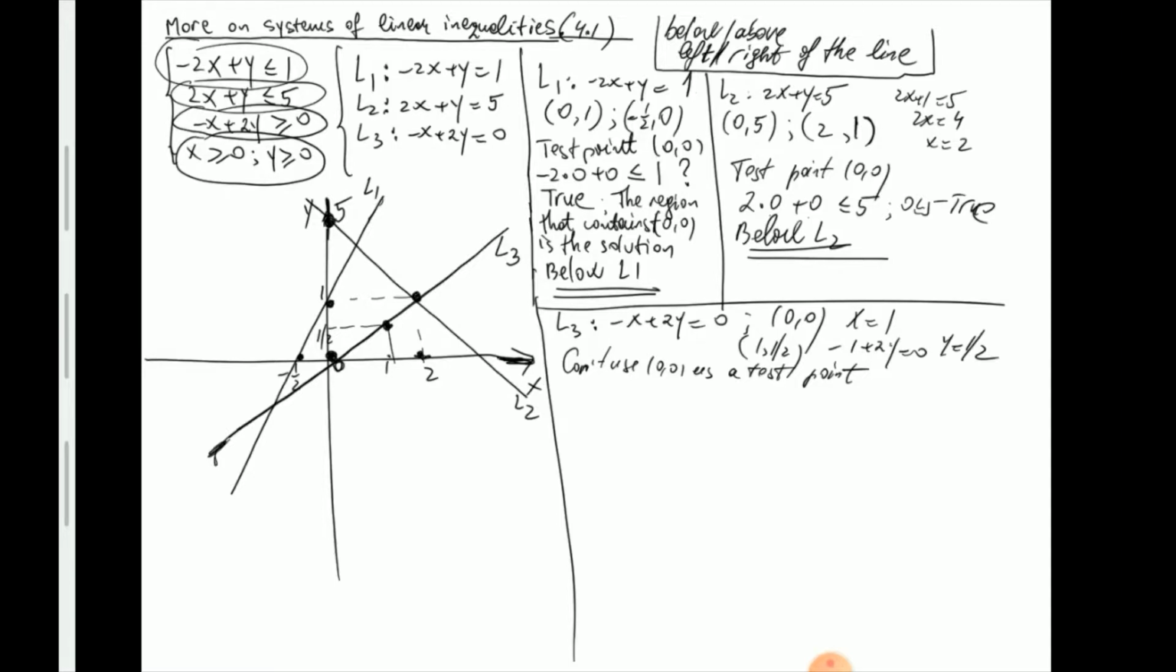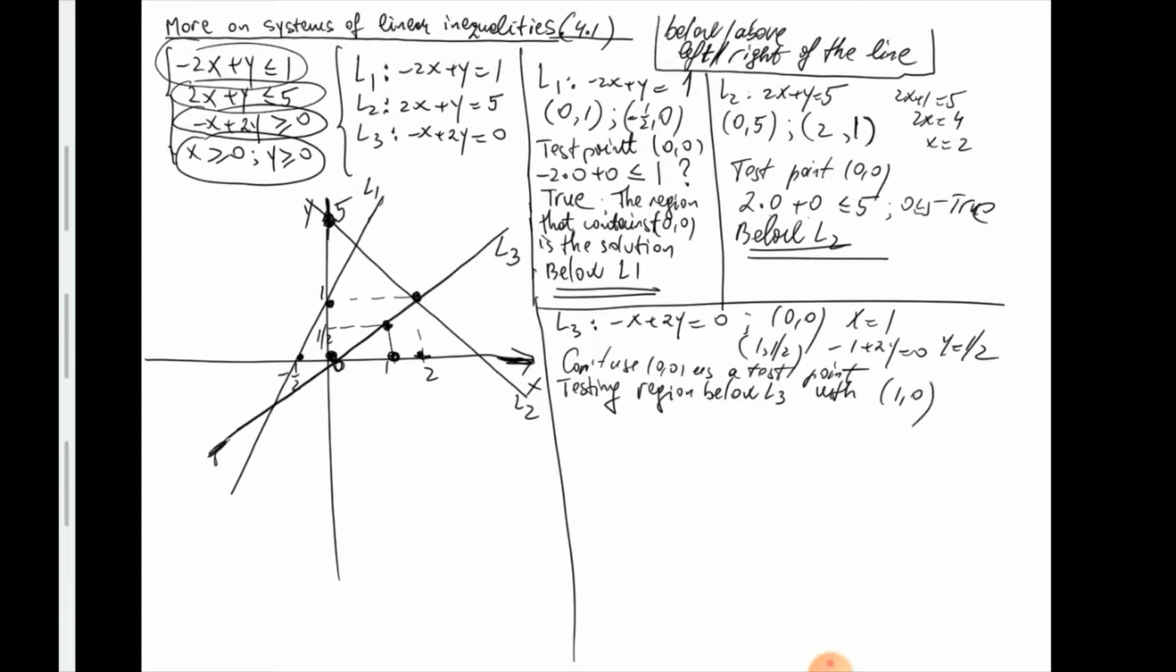And just pick a point on one of the sides. So let's say I'm going to pick the point (1, 0), which is below line number 3. So I'm testing now the region below line number 3 with the point (1, 0).